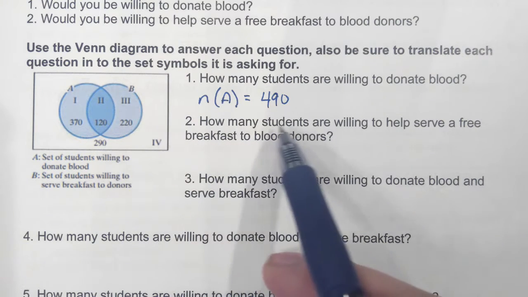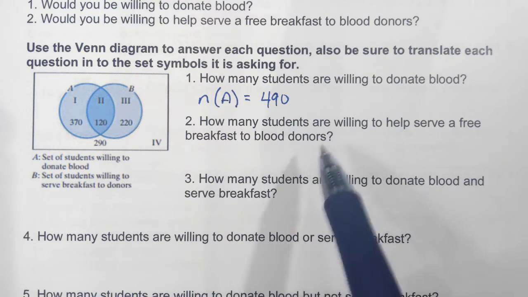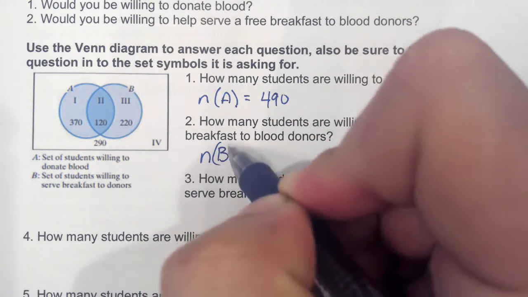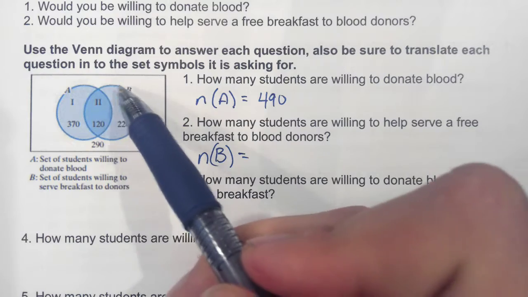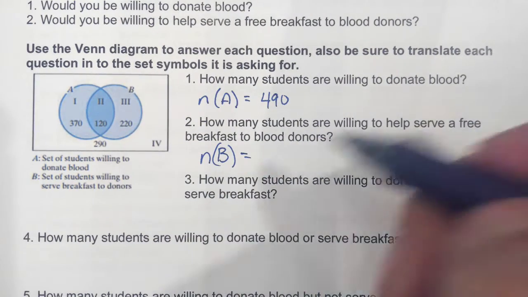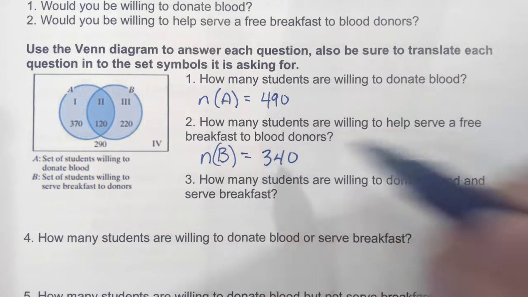Number two, how many students are willing to help serve a free breakfast to blood donors? So that's the answer to question two. That is set B, the number of elements in set B. Again, same thing. It's got to be the whole circle of B. 120 and 220 makes a total of 340.